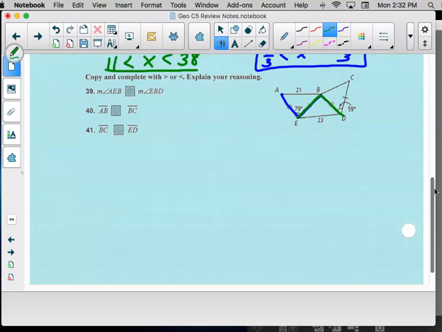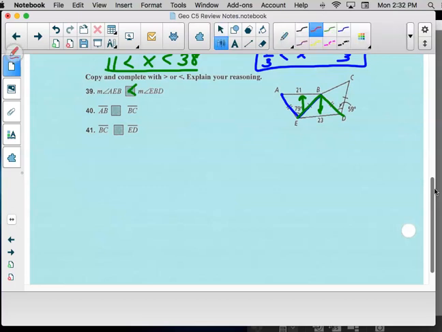Now, those things are held the same. EBD is across from 23, and AEB is across from 21. Since EBD is across from 23, EBD must be greater. So angle EBD is greater.